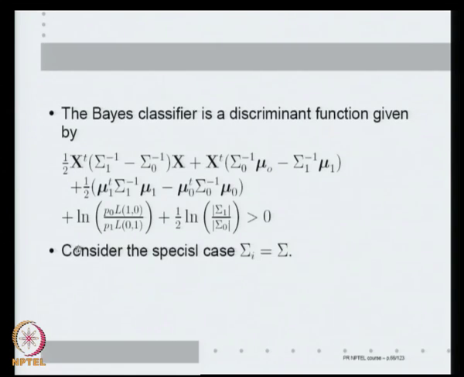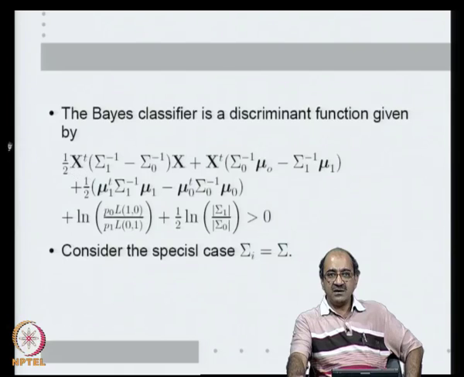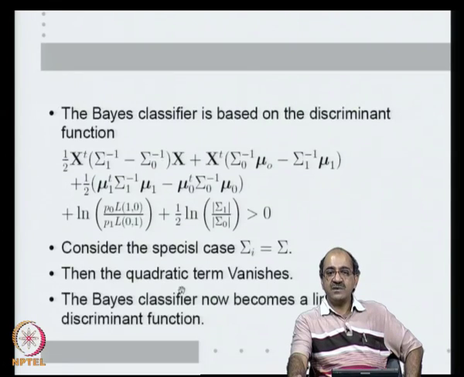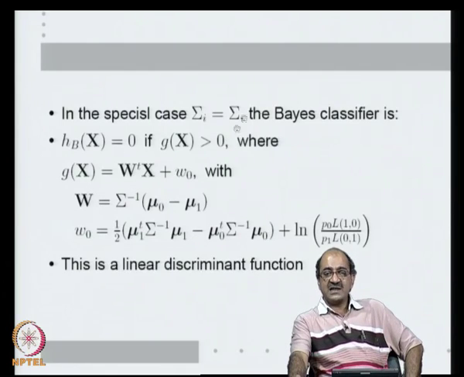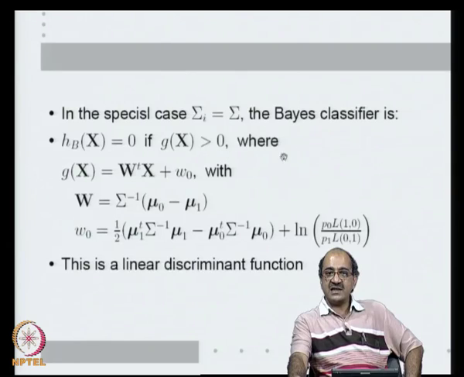Okay. So, Bayes classifier is this quadratic discriminant function. Once again, we can do the same special case. If I take sigma 0 equal to sigma 1, then the quadratic term drops off. When the quadratic term drops off, I have some x transpose into some constant plus some constant greater than 0, then class 1. So, it will be like a linear discriminant function, right. Once the quadratic term vanishes, the Bayes classifier now becomes a linear discriminant function. So, in the special case of sigma 0 equal to sigma 1, the Bayes classifier becomes h of x equal to 1 if g of x is greater than 0, where g of x is w transpose x plus w naught.